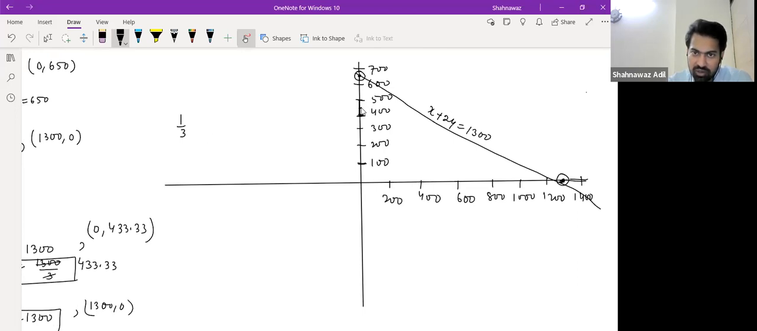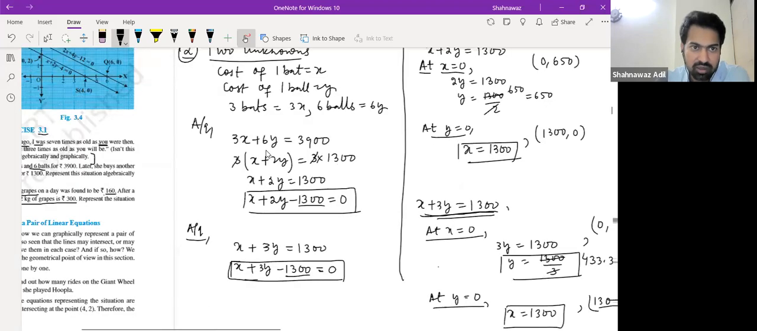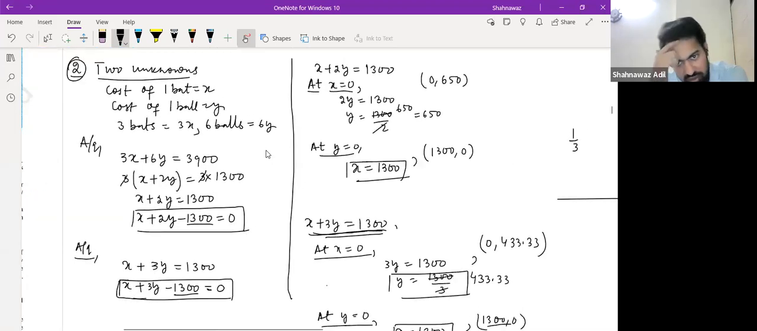So this is 0, 433. Okay. Yes, sir. And the other point is same, 1300, 0. So this is same. So the other line would be this one, right? This is x plus 3y equals to 30. So did you guys understand this part? Yes, sir. Yeah, so please note it down. Amira, did you understand the graph portion?